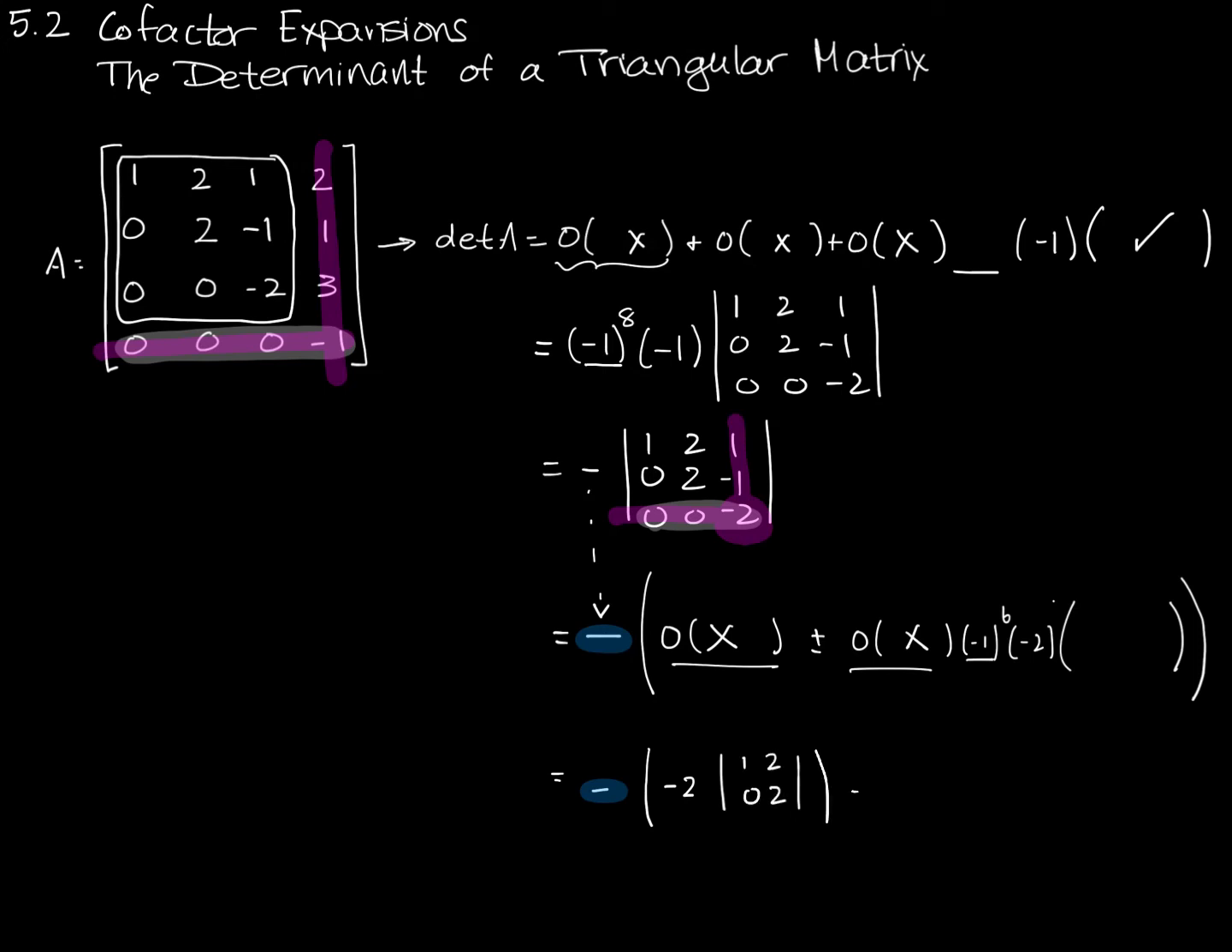And when I compute that determinant, let's see, I've got a positive 2 here. And I get 1 times 2 minus 2 times 0. 1 times 2 is 2 minus 0, and I get 4. So that's the determinant using the techniques that we've already talked about.